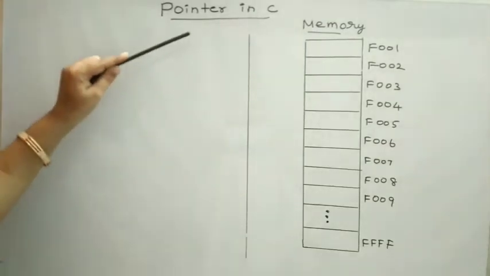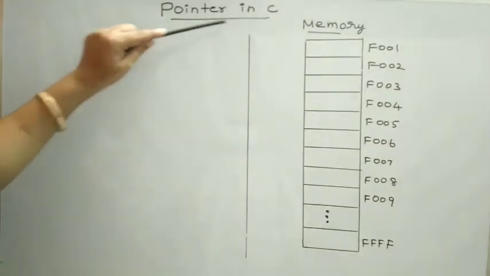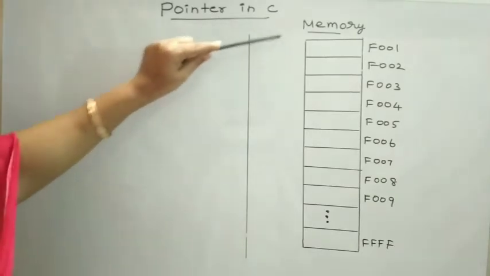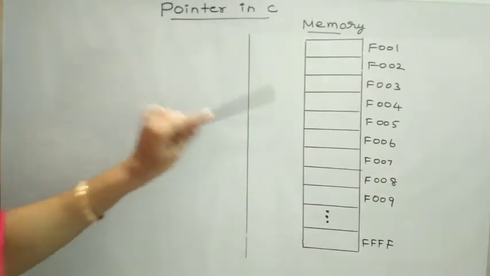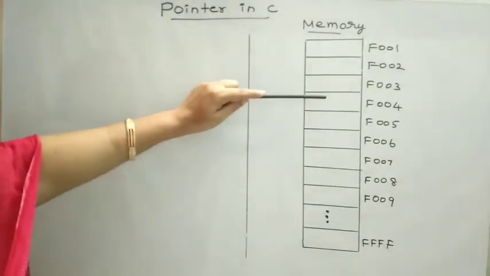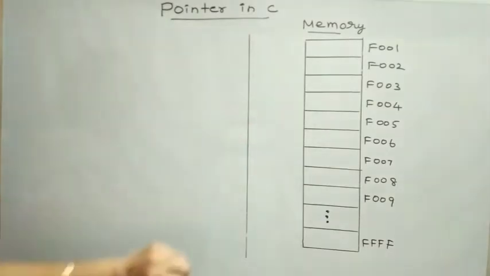In this video, I will explain the pointer concepts in C programming. Before we move on to the pointer concept, let me explain what memory is and how your memory has been organized. Basically, memory is a storage area where you can store your data and program.